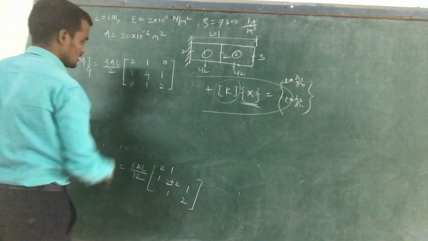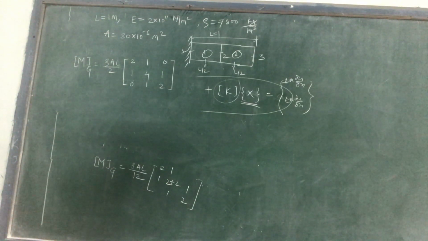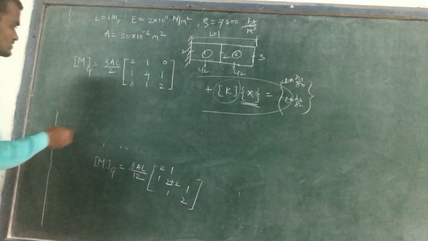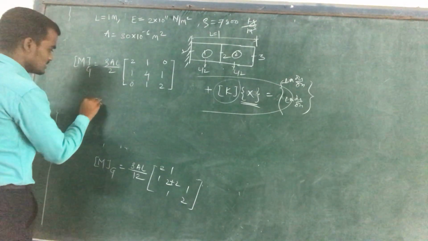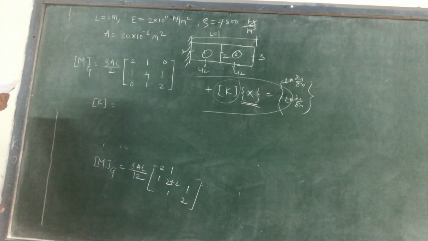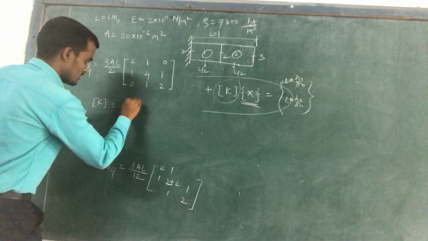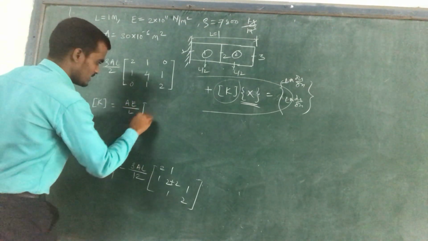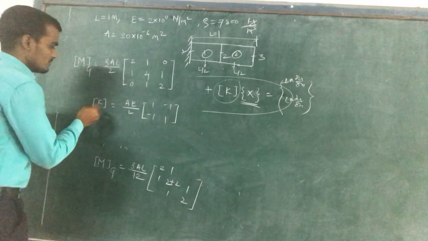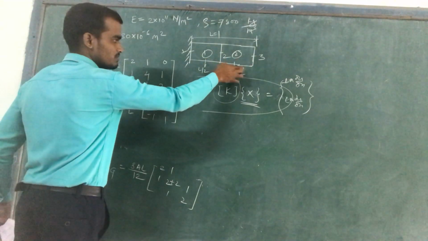So this is the global mass matrix. Similarly, we need to find out the global stiffness matrix. As we know, the stiffness matrix K is given by the basic formula AE by L in bracket 1 minus 1 minus 1 1. The stiffness matrix is also the same for both elements because all the parameters are the same.